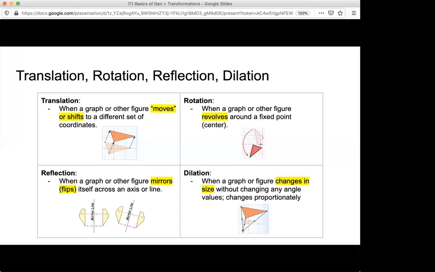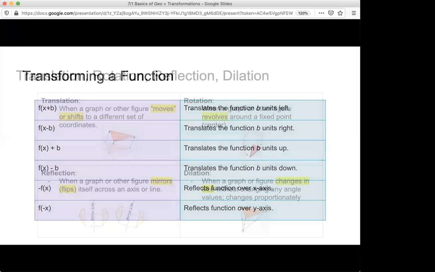A dilation is when a graph or a figure changes in size. So it either grows or shrinks, and it's very proportionate. None of the angles change if it's a polygon, but the side lengths do change, and they all stay proportionate to each other. Do you have any questions about that?